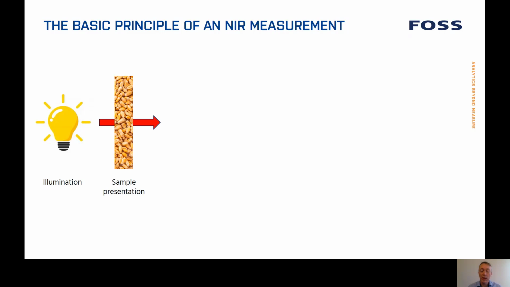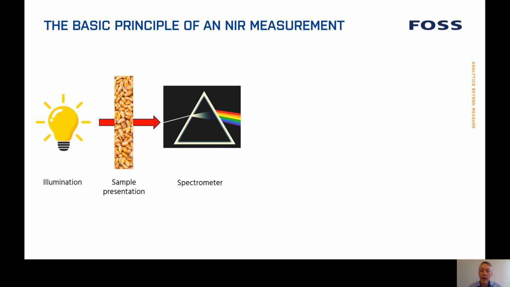After interacting with the sample, the light must be split into its different wavelength components in a spectrometer. And the light is finally measured with a detector matched to the relevant wavelength range that you want. In some cases, the spectrometer is placed before the sample, but the principle is still the same.